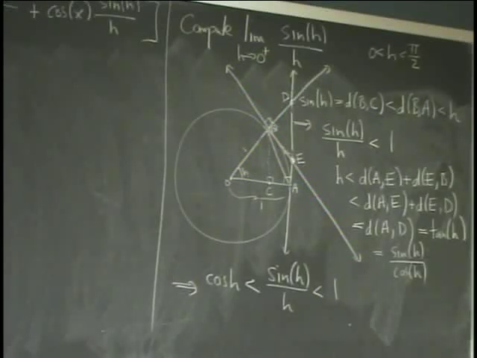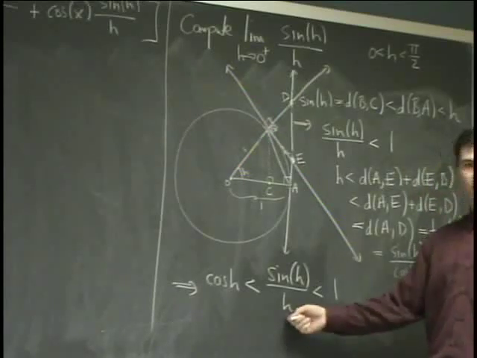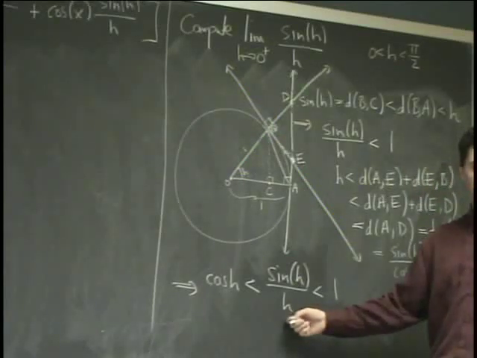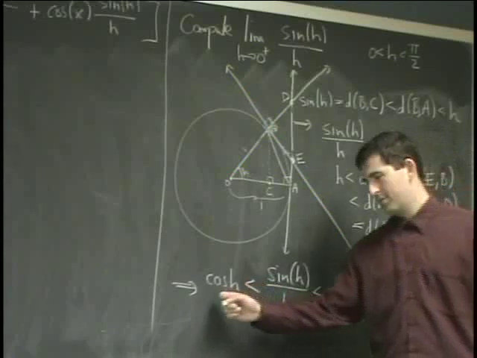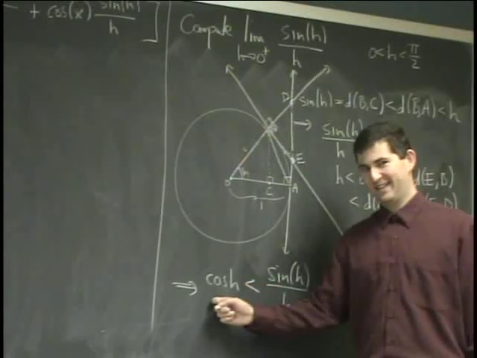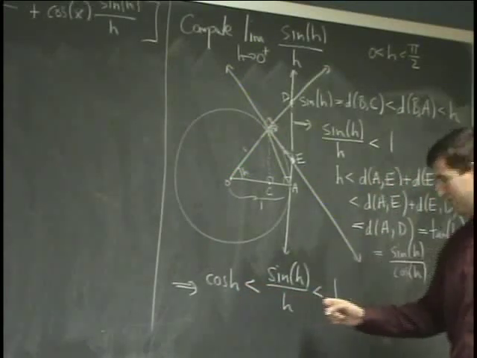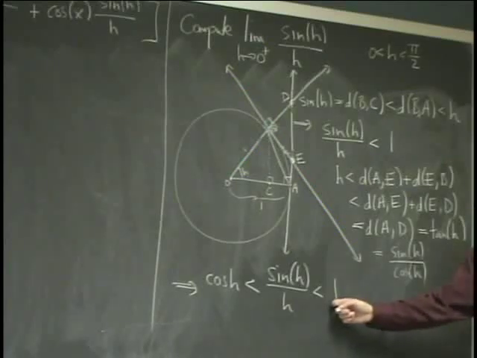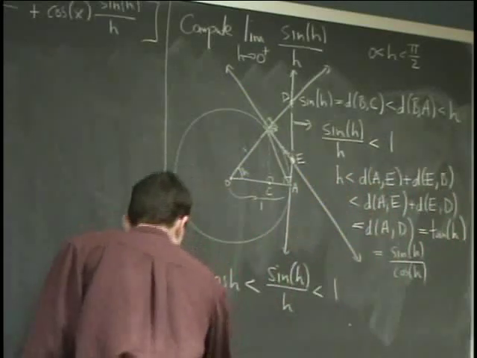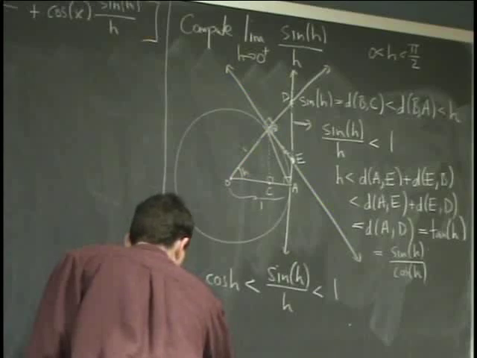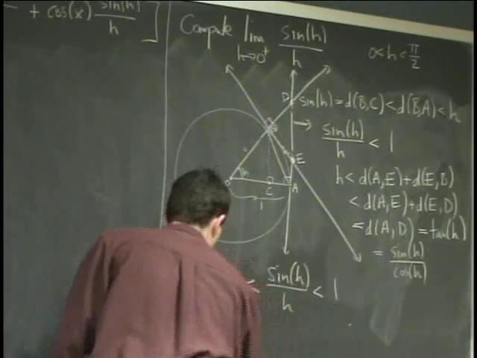Okay. Why did we do all this? Well, remember, I want to know something about this function, sine of h over h, as h goes to 0. I have now squeezed it between two functions. And what happens as h goes to 0 to these outside functions?